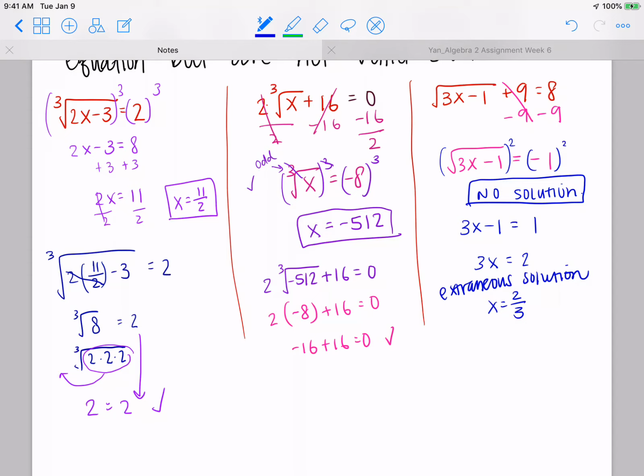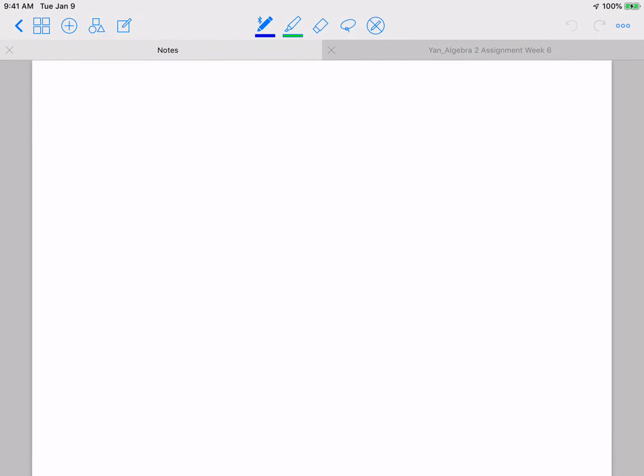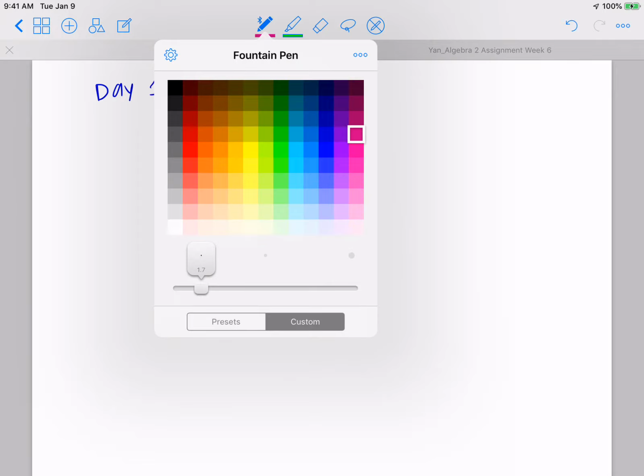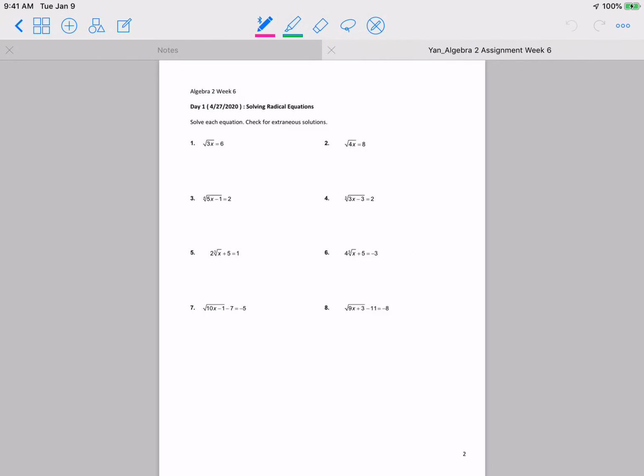Okay? I am going to show you guys some homework questions. And I will do some from day 1 and I'll also do some from day 2. For day 1, actually let's look at the actual page. For day 1, let's do number 4.